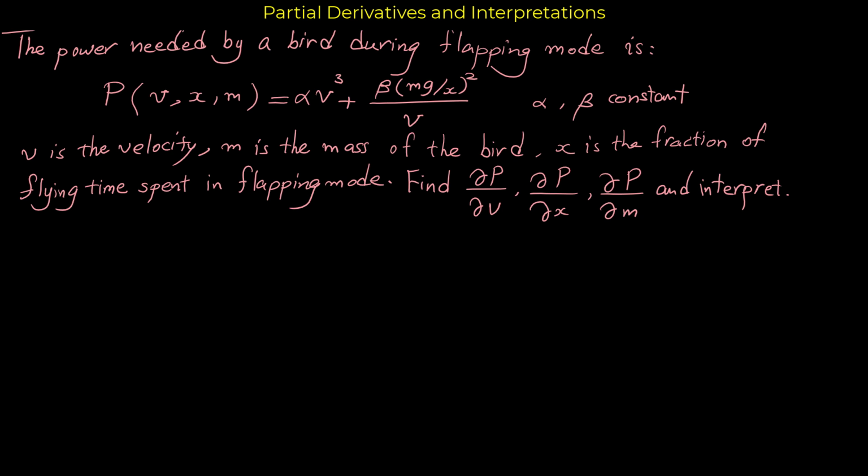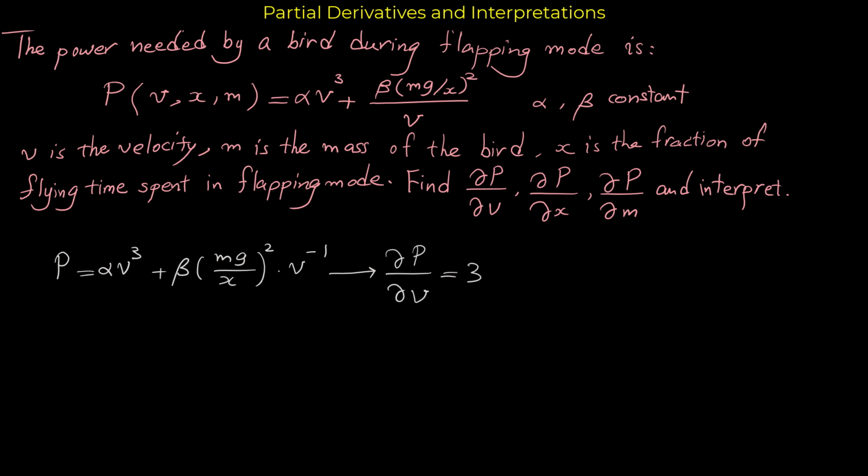Before we start, I prefer to rewrite my function in the form of P equals alpha V to the 3 plus beta times m^2 g^2 over x^2 times V to the negative 1. The reason I'm bringing V to the numerator is that I want to take the derivative with respect to V, and I don't like to use the quotient rule for that. Let us start. What is the derivative?